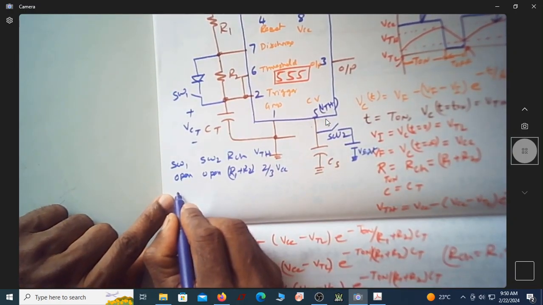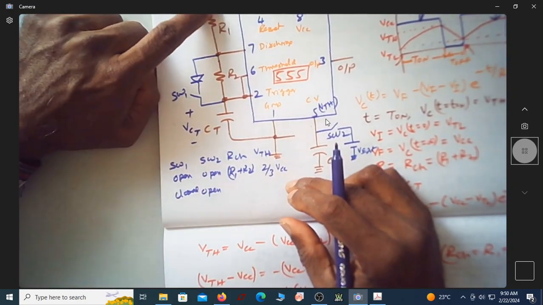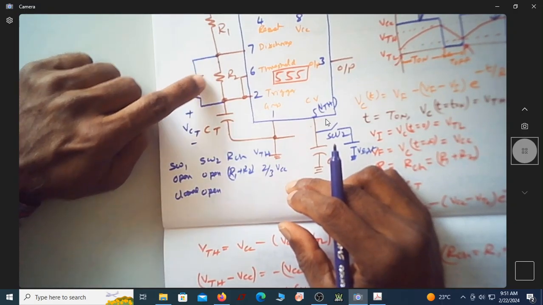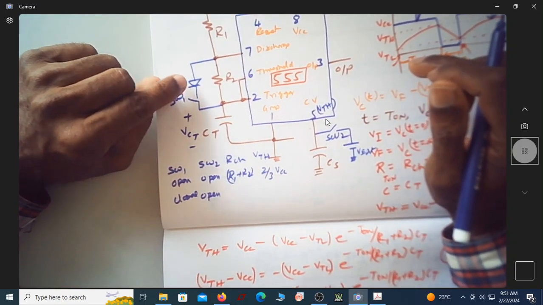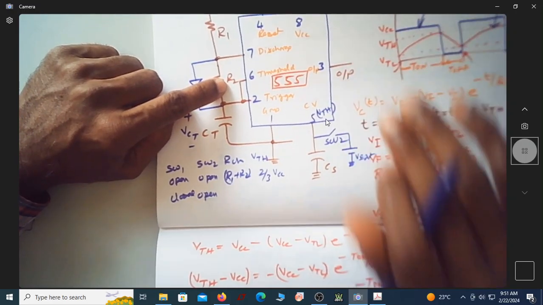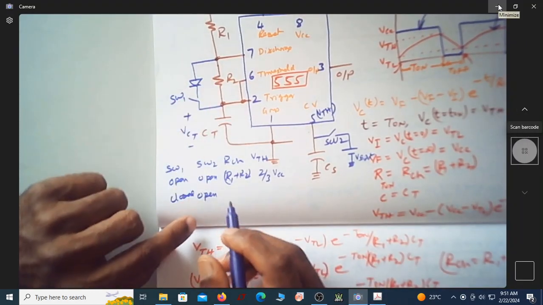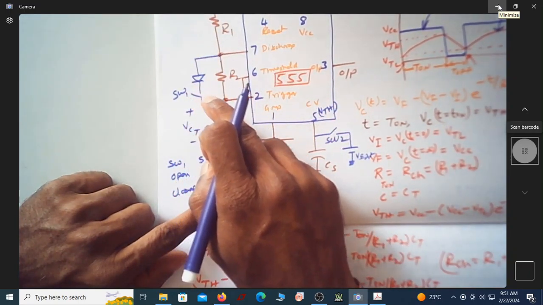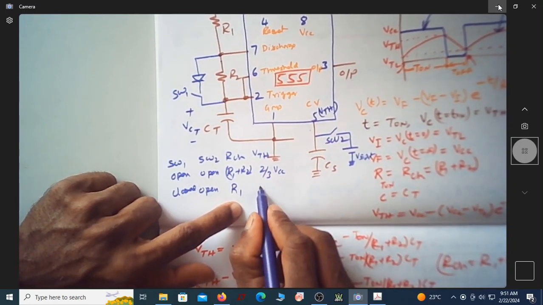Now, if this is closed, what is the resistance in the charging part? When you close this, will it actually go through this rather than this? Because what we are assuming is the forward resistance of this diode is very, very negligible compared to the R2 value. Let us assume that R2 is like 22K. So it is very large compared to the on resistance of this diode. So that's what we are considering. So what is this resistance now? It's only R1. So R charge is only R1. How about this? When this is open, it is still 2/3 VCC.